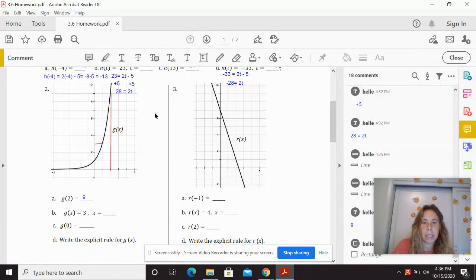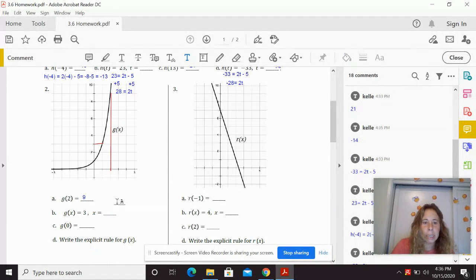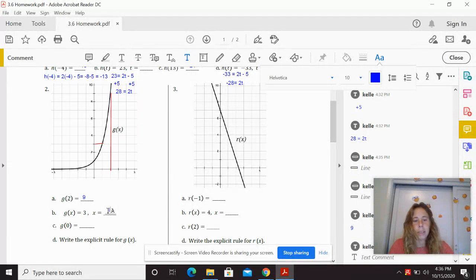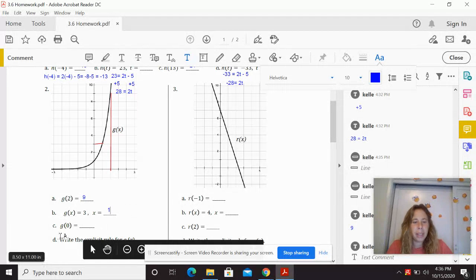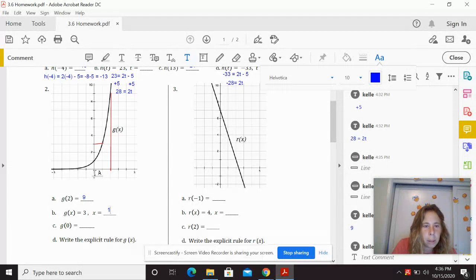Let's click back on my little text thing. X is 1. Okay. G of 0. So when x is 0, you see how they're just putting the 0 in where the x was? The x was there, they substitute a 0 in. So when x is 0, what is your other value? X is 0, y is 1, right there.